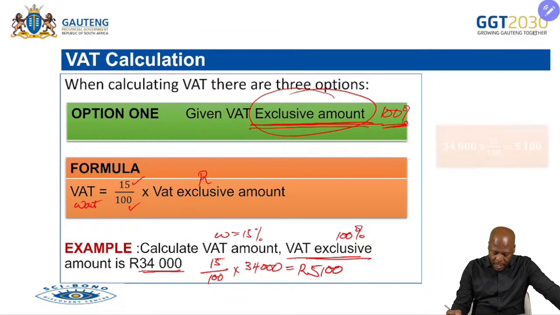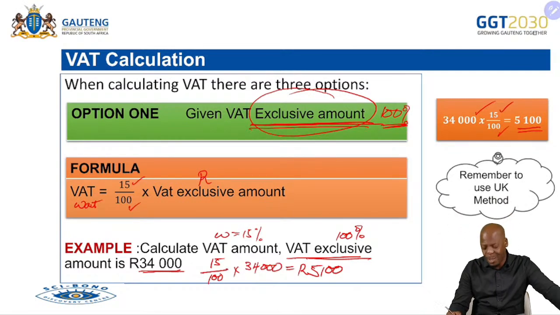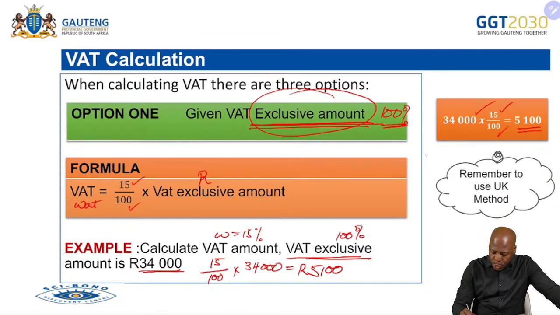Let's quickly see. Here it is now. I have my 34,000 multiplied by 15 over 100. That is how you get your 5,100. Remember the UK method. The UK method simply is to say what you want over have, multiplied by have, gives you want. This is the UK method.